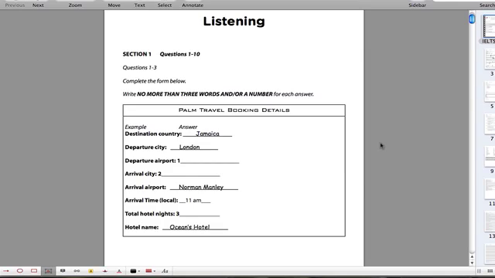The customer says he would like to visit Jamaica, so this has been written next to destination country.